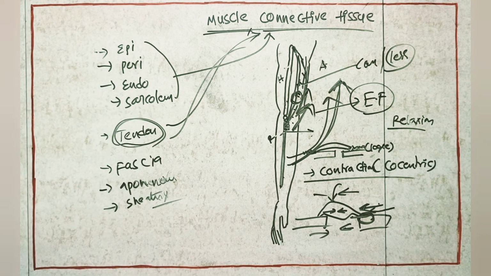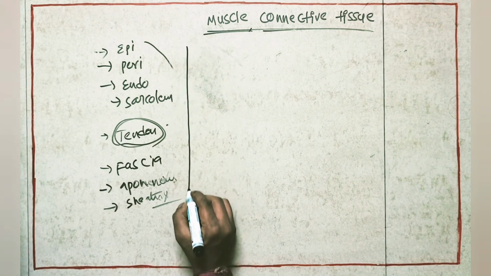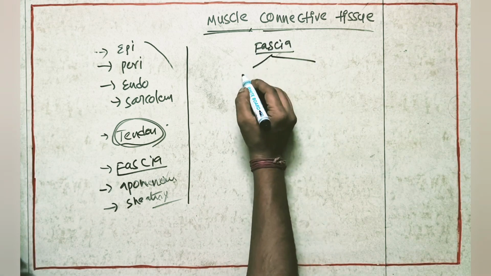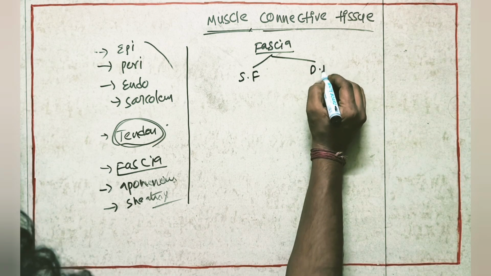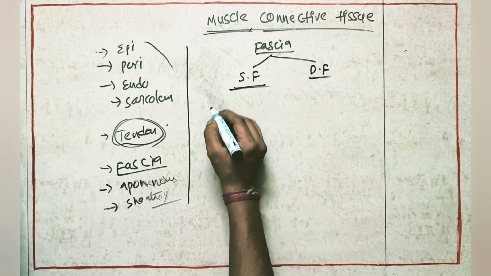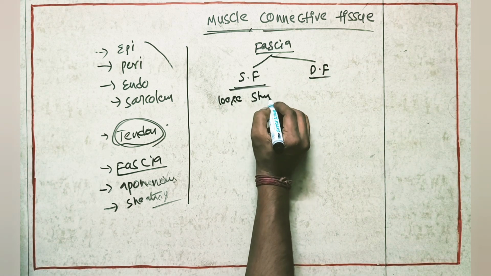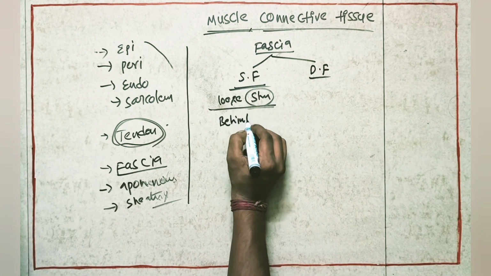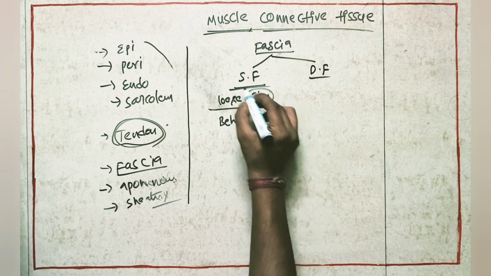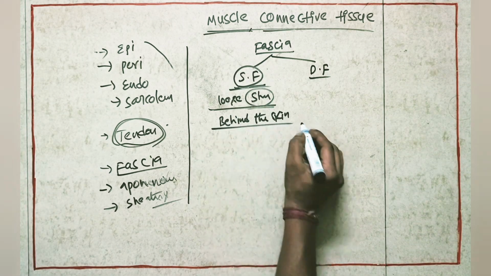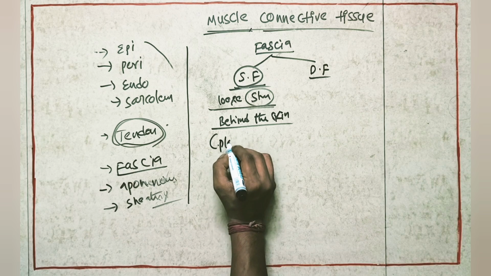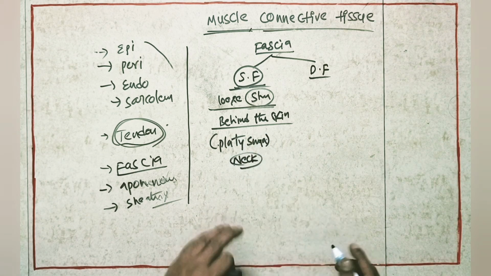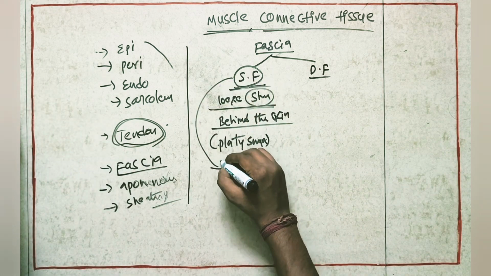Now we will see this fascia. So what is this fascia? If we take fascia, connective tissue, here in the human body we will be having superficial fascia and deep fascia. We will be having two. Superficial fascia will be formed by the loose structures. So this superficial fascia we can find behind the skin. An example for this superficial fascia is the muscle platysma. It is the neck muscle. This is an example for superficial fascia.